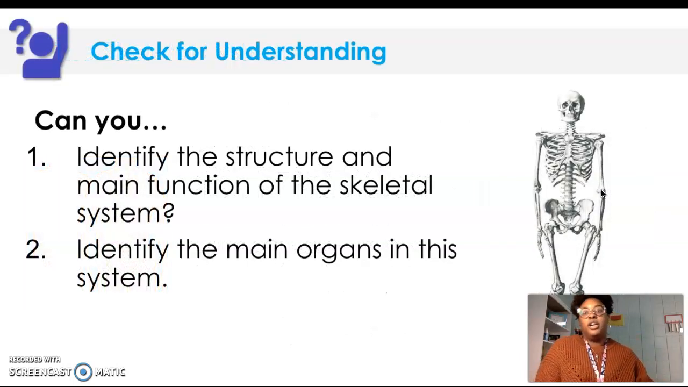All right, and so this is the end of it. Can you identify the structure and main function of the skeletal system and identify the main organs of this system? So remember, the main organs are the bones and the joints. And remember, the function is to give you structure, protection, and to make red blood cells.